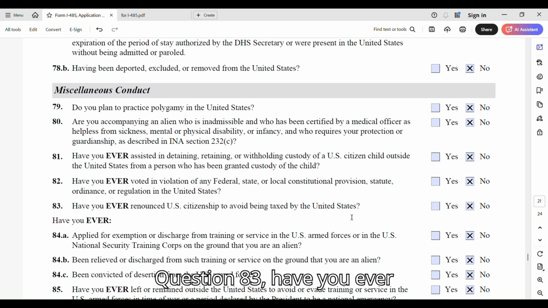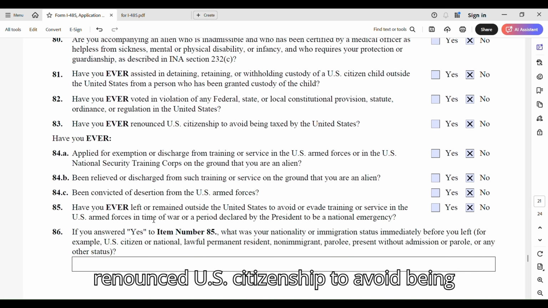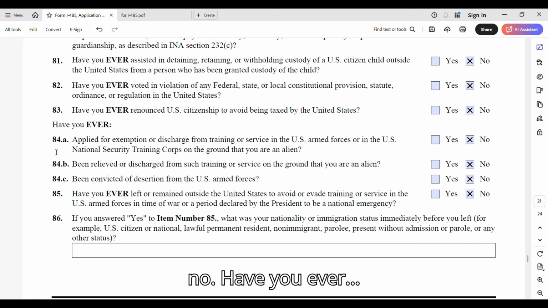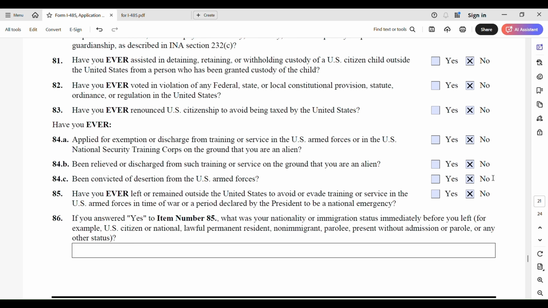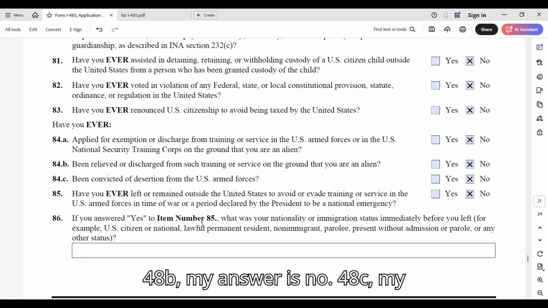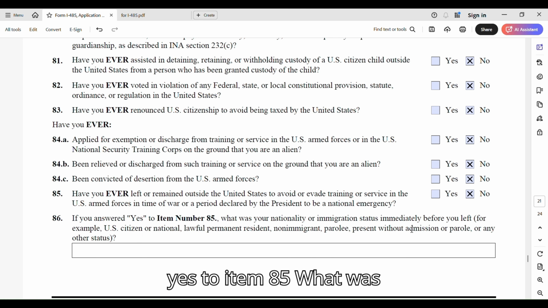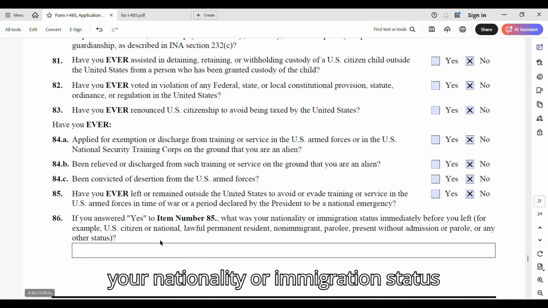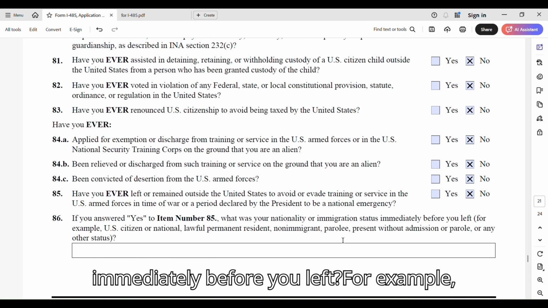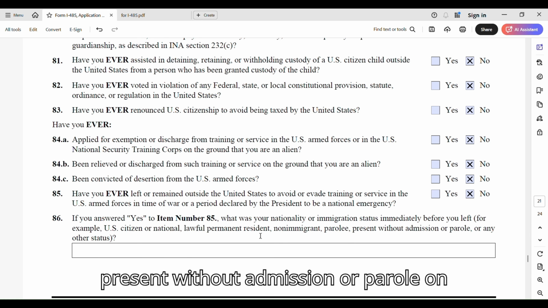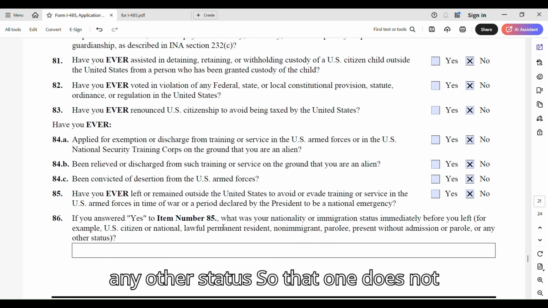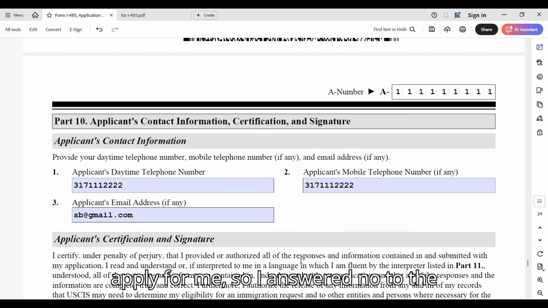Question 83, have you ever renounced U.S. citizenship to avoid being taxed by the United States? My answer is no. Question number 84A, my answer is no. 84B, my answer is no. 84C, my answer is no. 85, my answer is no. And 86, if you answered yes to item 85, what was your nationality or immigration status immediately before you left? For example, U.S. citizen or national, lawful permanent resident, nonimmigrant, parolee, present without admission or parole, or any other status. So that one does not apply to me, so I answered no to question 85.